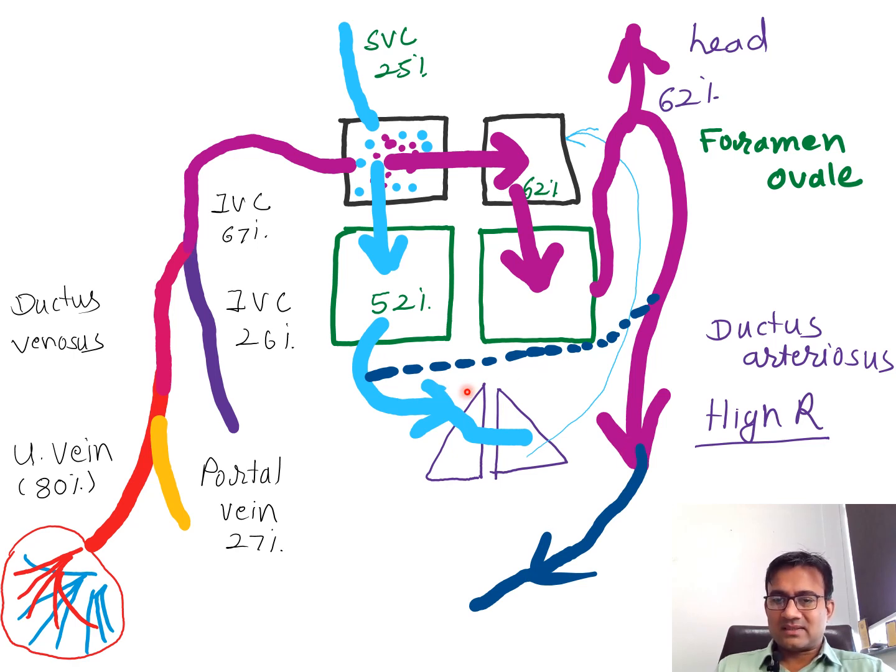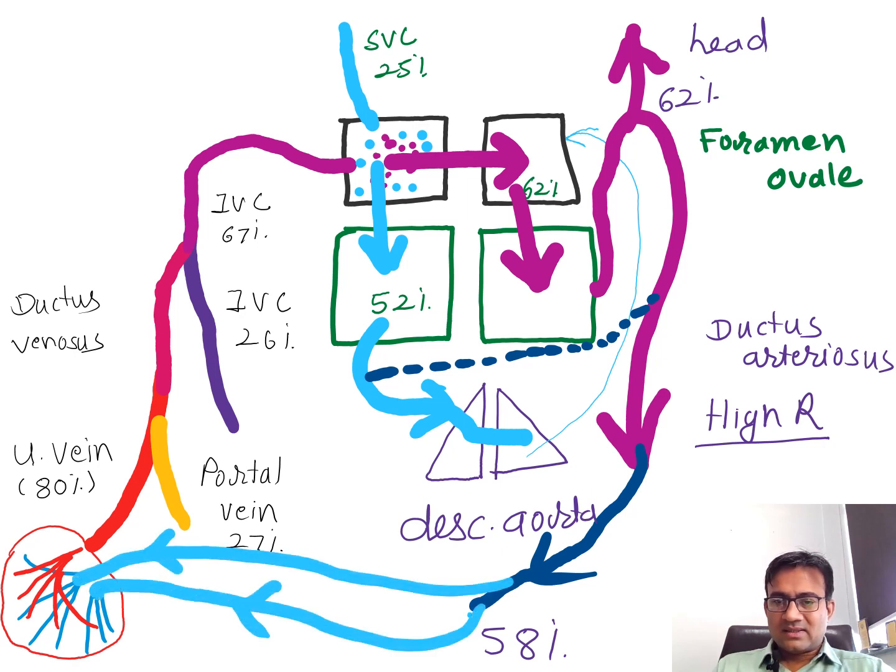Now see, after this ductus arteriosus, the blood will be a little bit more deoxygenated. How much? Around 58%. Now this blood, the descending aorta, is ultimately going through the umbilical arteries and reaching the placenta. So this is how fetal circulation works. I hope this fetal circulation is clear.